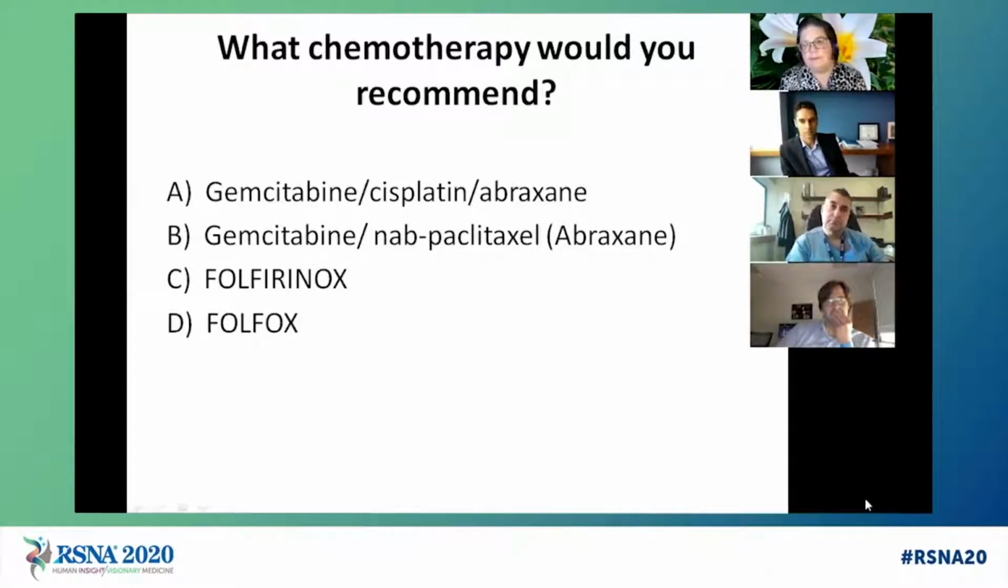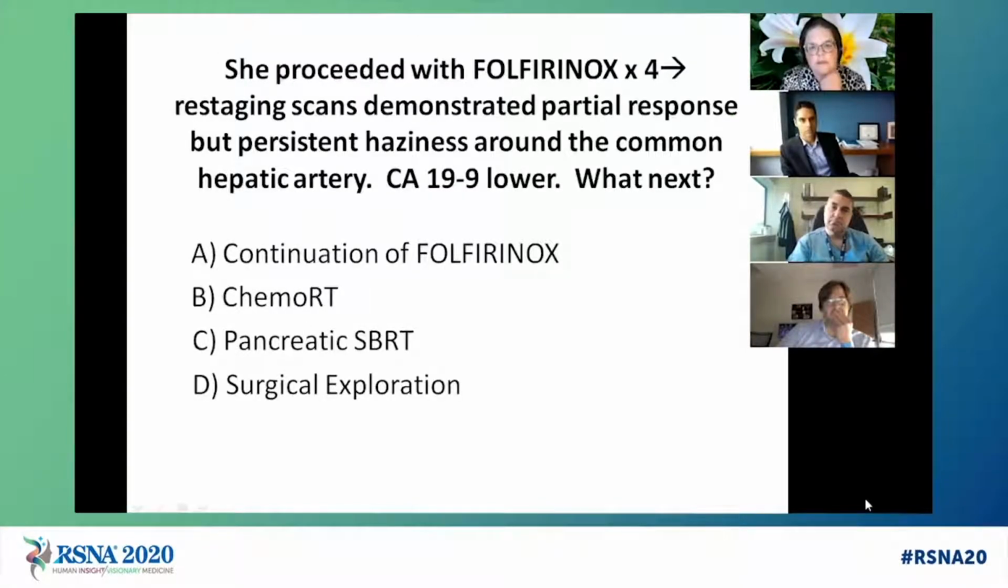That makes a lot of sense. So sure enough, our patient did get FOLFIRINOX, had 4 cycles, and then the restaging scans demonstrated partial response, but persistent haziness around the common hepatic artery. CA19-9 was also lower. So at this point, what would you recommend? Continuation of FOLFIRINOX, chemoradiation, pancreatic SBRT, or surgery?